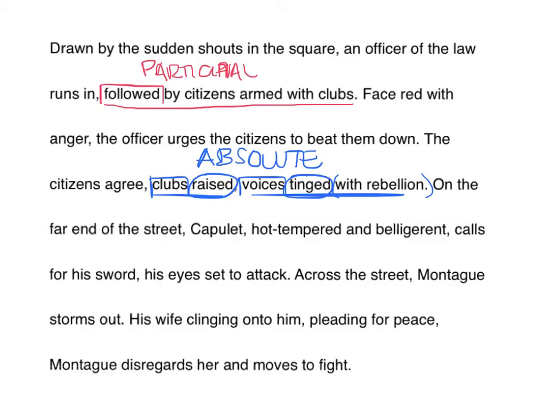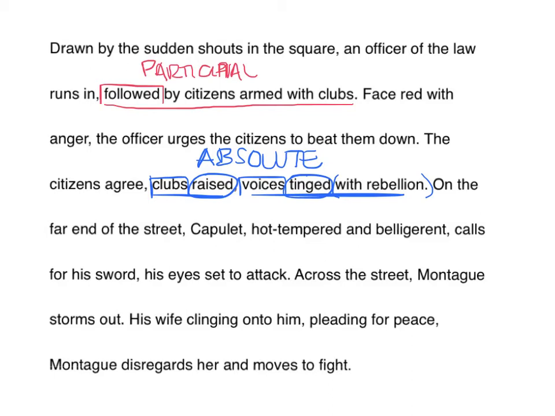And it paints a picture for us in this case. The citizens agree, right? And this paints a picture for us of what the citizens look like, what they sound like even, right? Voices tinged with rebellion. And again, it gives us a little bit more detail. It draws our eye to those specific characteristics of these characters.